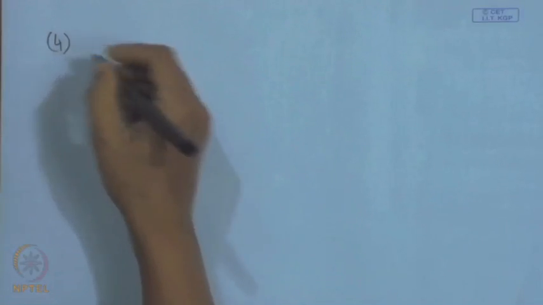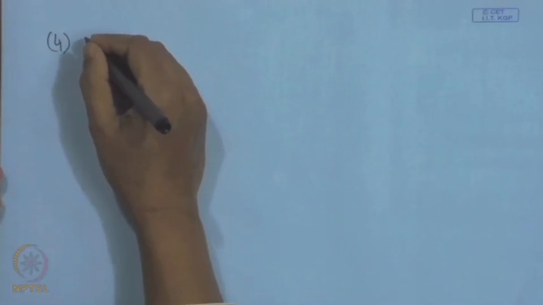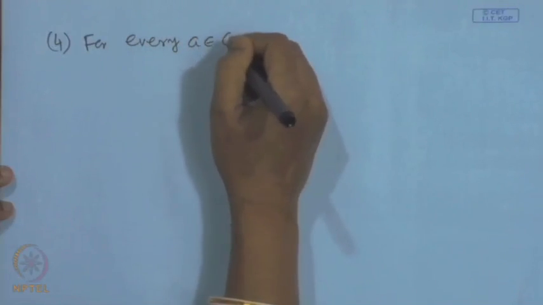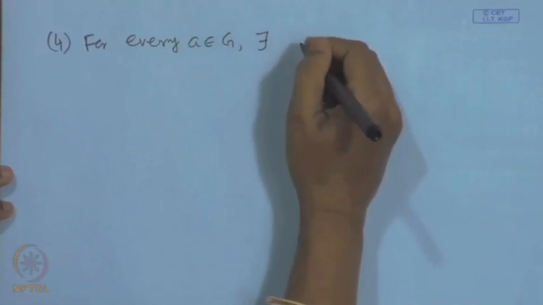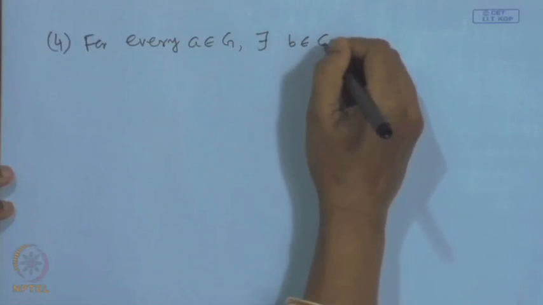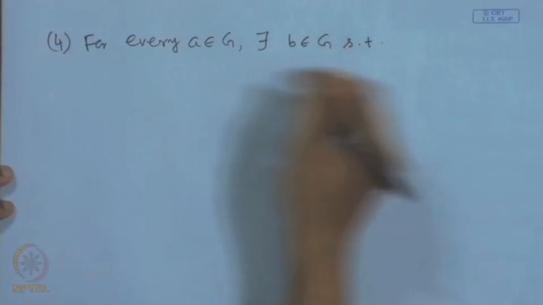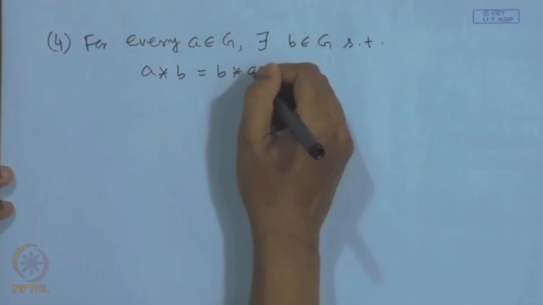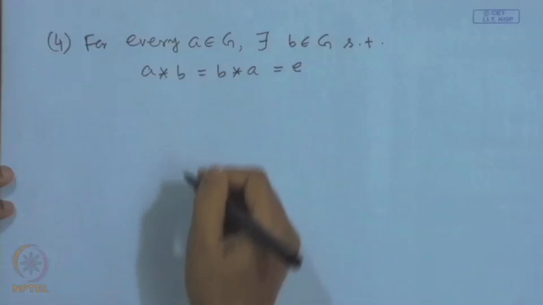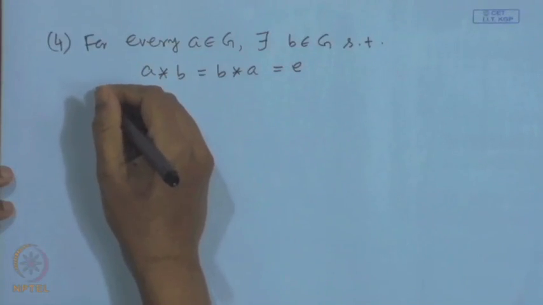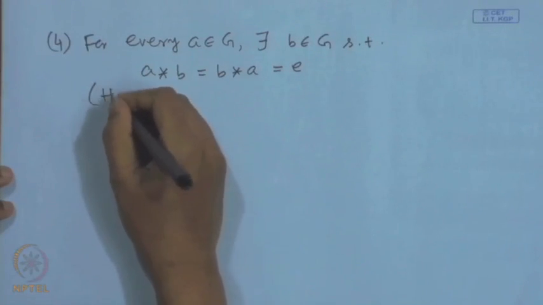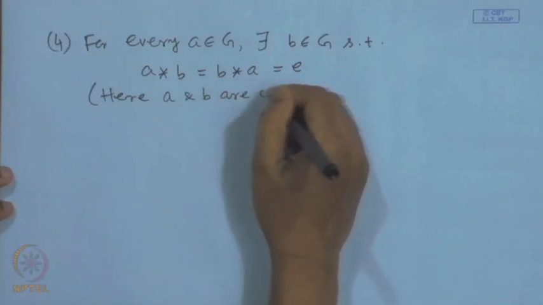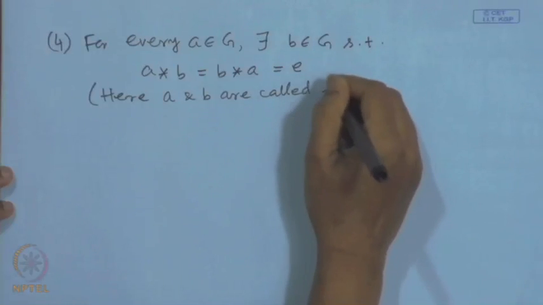And fourth property is this: for every element A in G, there exists B in G such that A star B is equal to B star A is equal to E. Here A and B are called inverse of each other.